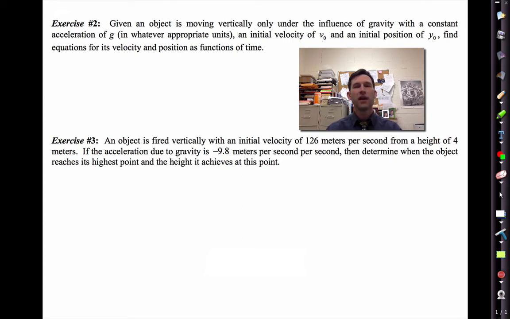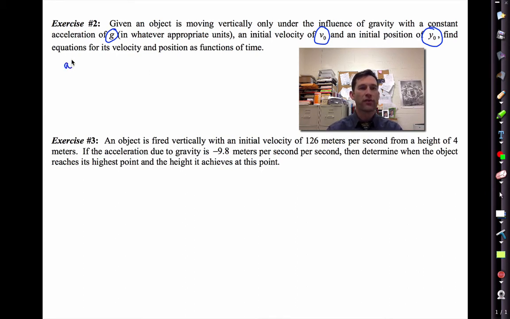It says, given an object is moving vertically only under the influence of gravity with a constant acceleration of g. All right, so very often physicists use g to represent the acceleration due to gravity. An initial velocity of v0, so in other words at t equals 0 we have a velocity of v sub 0, and an initial position of y sub 0. We want to find equations for velocity and position as functions of time.